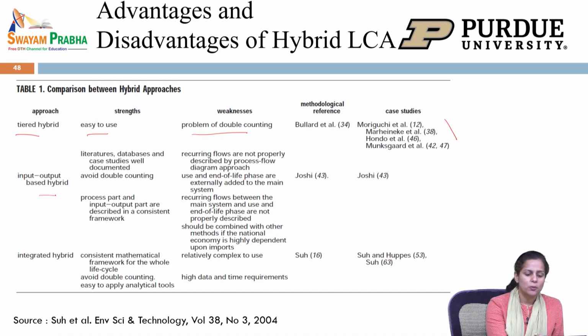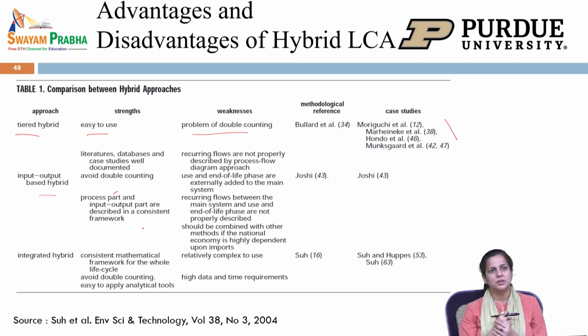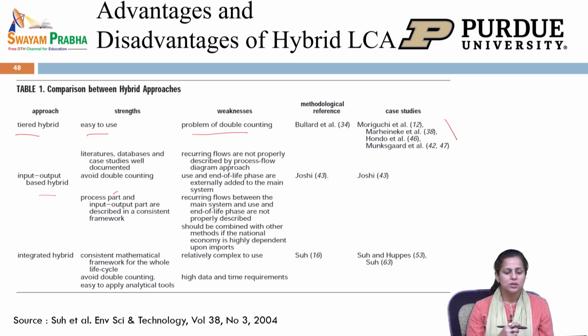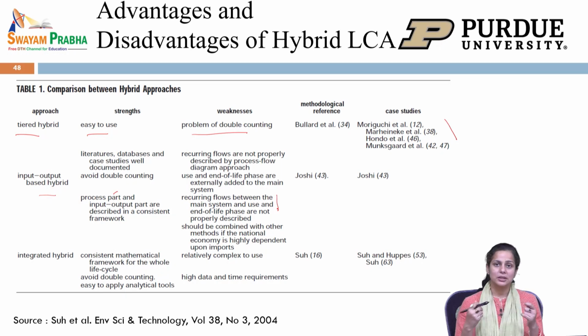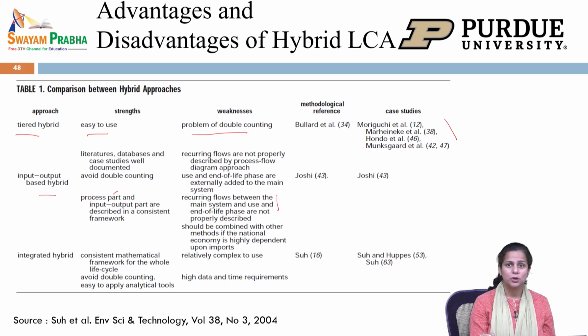Then we have input output based hybrid LCA, and here the process part and input output part are described in a consistent framework, because we are just updating the IO model. Of course the weakness is that here we have some recurring flows that may happen, and separating those out may become very challenging. There are not many studies that have done input output based hybrid LCA, but more and more are coming up now in the literature.